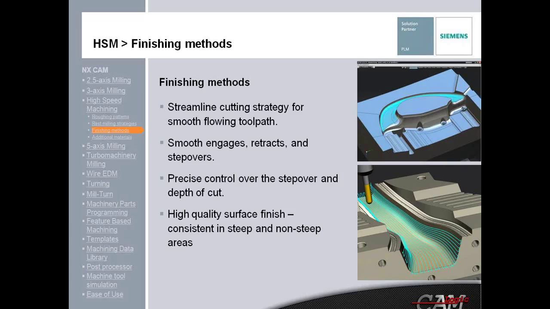After we've done our roughing and our semi-roughing, one of the toolpaths that NX-CAM provides for finishing is the streamline, which we discussed a little bit prior. It's a nice smooth flowing toolpath that transitions great over the surfaces, even if your surfaces are broken up. It has smooth engages, retracts and step overs, with precise control over the step over and the depth of cut. Obviously, the better quality finish that we have, the less bench time we're going to have on the part, which reduces the time and reduces the cost.